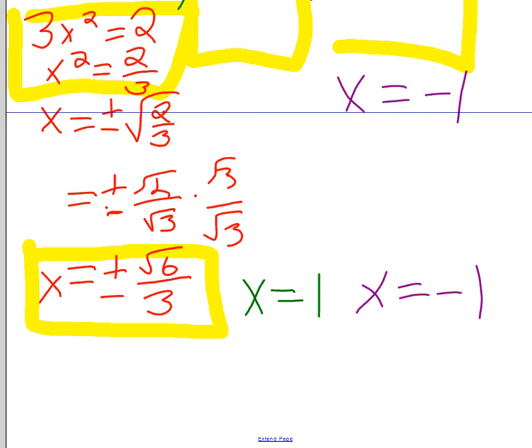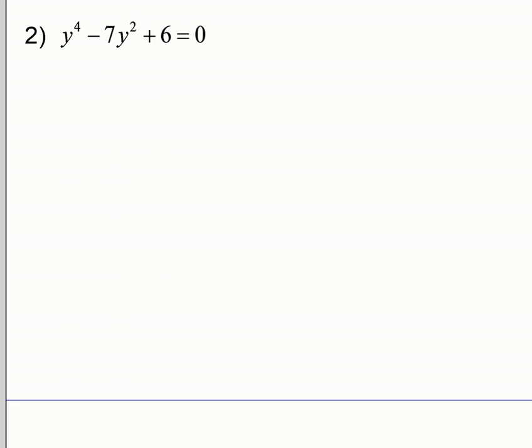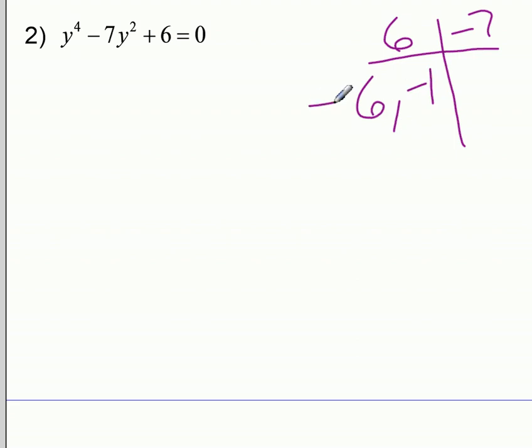All right, next problem. All right, this one's easy AC. Maybe this will be a little easier, I hope. I have a feeling it won't be, though. I need factors of 6 whose sum is -7, -6 and -1. So since this is easy AC, I should factor it a little easier. y squared minus 6 times y squared minus 1.